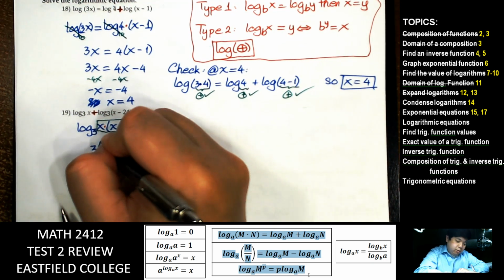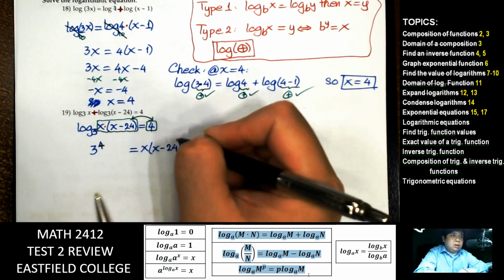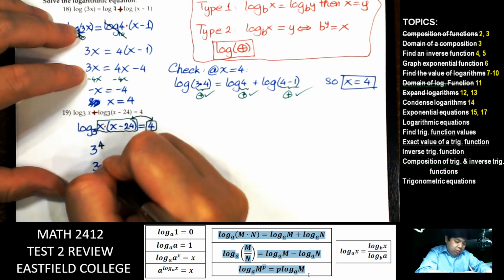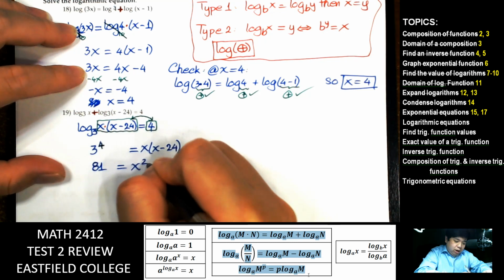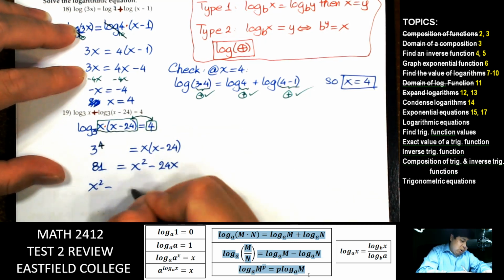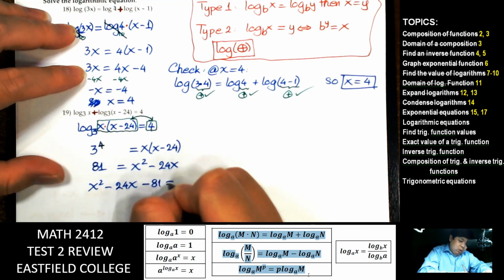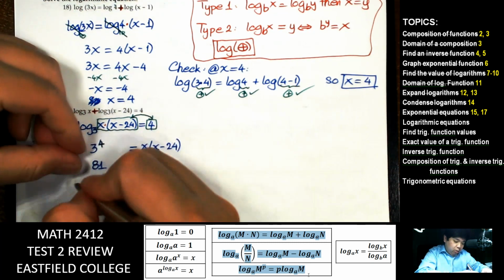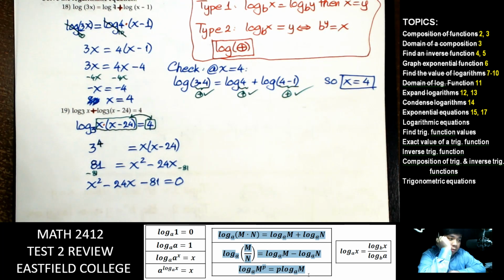Let's just say 4. So 3 to the 4th power is 81, and that x squared minus 24x. Rewrite this, we have x squared minus 24x minus 81 equal to 0. So minus 81 on both sides here. Right. Now we just need to solve for that.